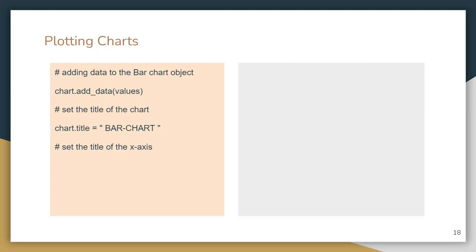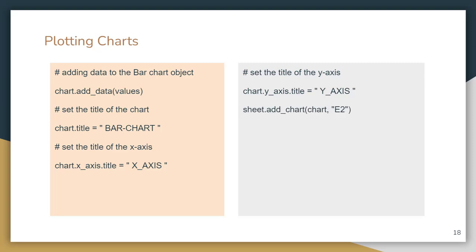Set the title of the x-axis. chart.x_axis.title = "x_axis". As per requirement you can change it also. You can change it as per requirement.